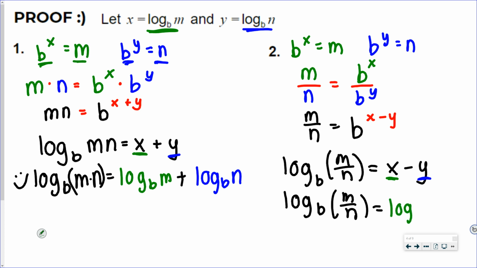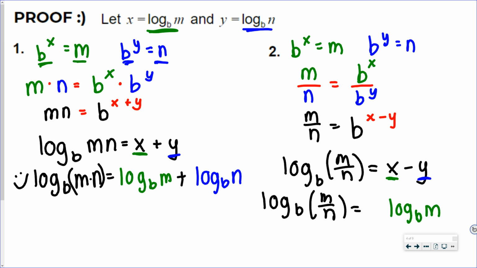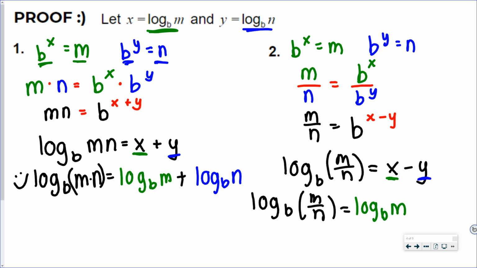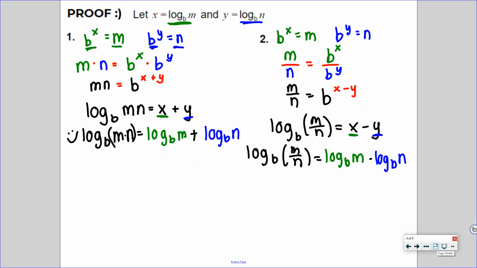Okay, here's your quotient property. And again, this stems from exponent properties because of the relationship between exponents and logs. But if I have a log of a quotient, that's the same as subtracting the logs of each, your numerator and your denominator. Okay, your dividend and your divisor, if you want to think of it as a quotient. Okay, there's your quotient property.